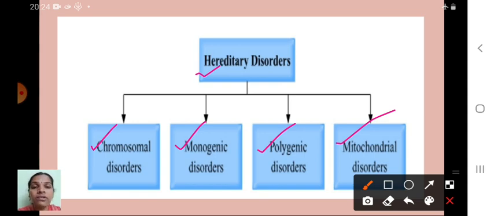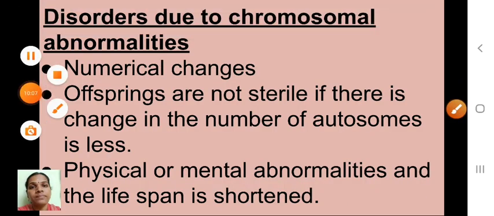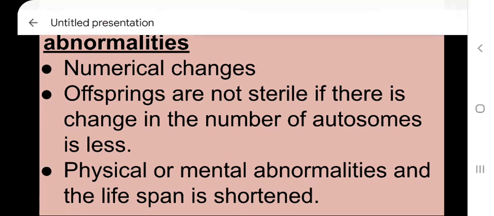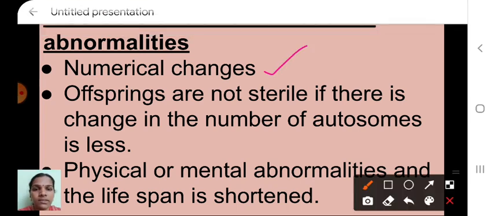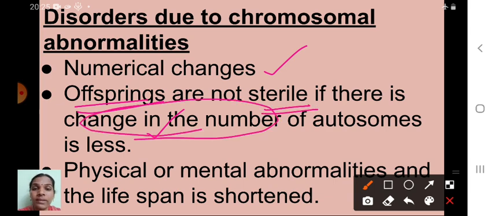Okay children, the first one is chromosomal disorders. See here, disorders due to chromosomal abnormalities. What might be the reason? Numerical changes. It may be an increase or decrease in the number of chromosomes. Next, offsprings, that is generations, are not sterile if there is a change in the number of autosomes.